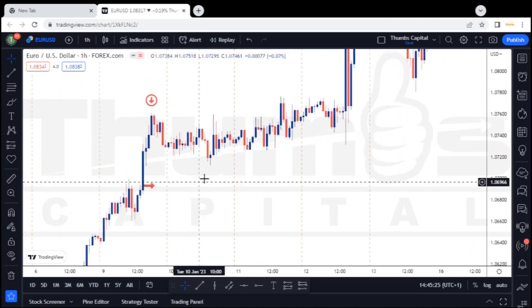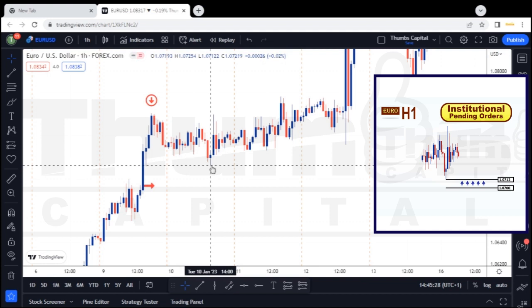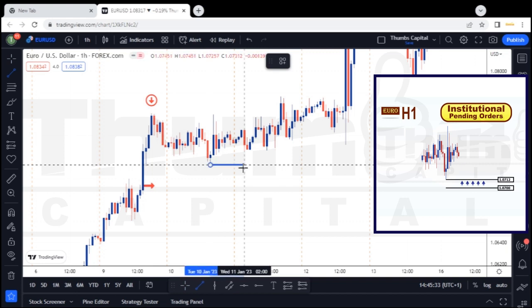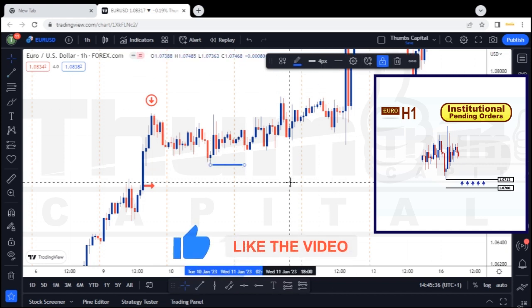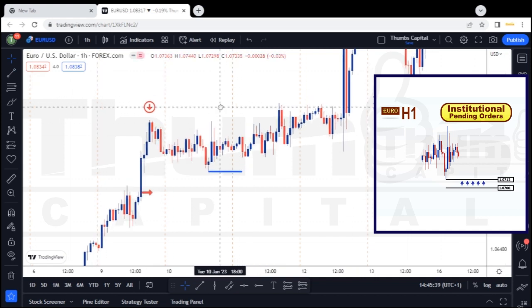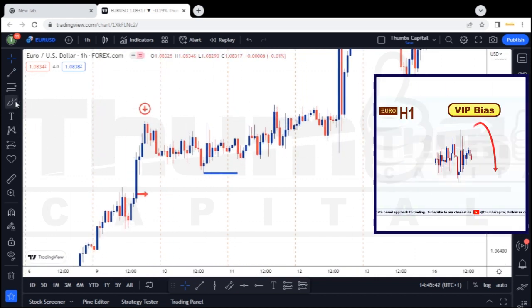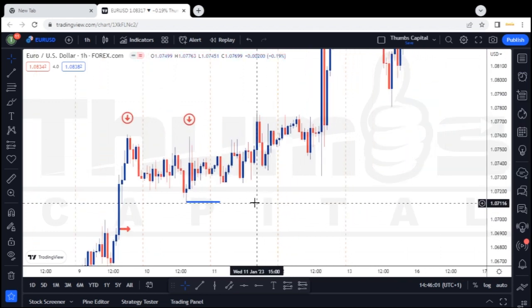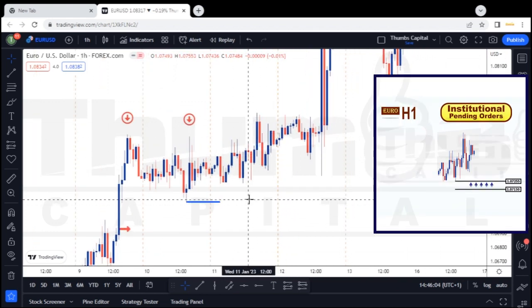On Tuesday, the 10th of January, we got a bullish pending order at 1.0712. Let's go ahead and mark that with a blue line. There was no price magnet for that day, but the VIP bias, just like the previous day, is still showing sell reversal. So we will mark that right here also. Always remember that the VIP bias is only a confirmation tool when the other two, institutional data and technical analysis, already suggest market direction.